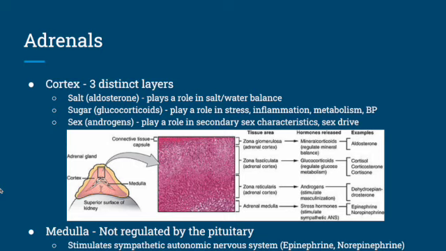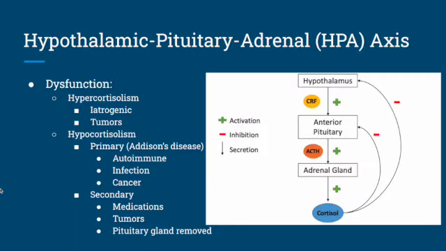And then in the zona reticularis, you can think about that as the androgens. So that's things like dehydroepiandrosterone, and that's going to play an important role in sexual development and secondary sexual characteristics, sex drive, in sort of concert with the gonads, which we'll also talk about later. So this creates another one of these axes that we call the hypothalamic pituitary adrenal, or HPA axis.